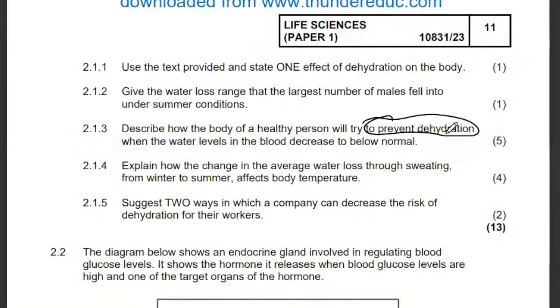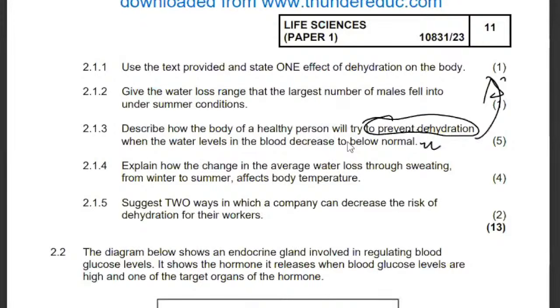To prevent dehydration. Describe how the body of a healthy person tries to prevent dehydration with water. Oh, sorry, no. It's not supposed to be thermoregulation. I was linking this to the upper question. If I was a student, then I would have failed it. All right, so no, this is not the answer.